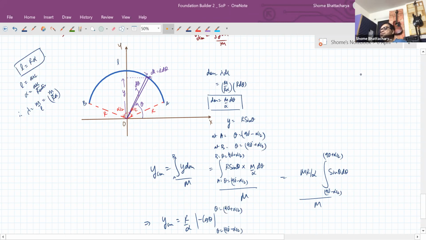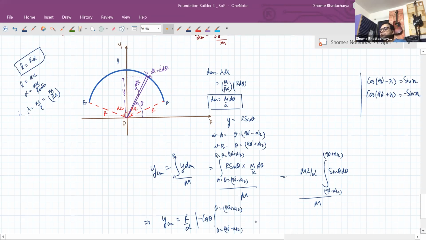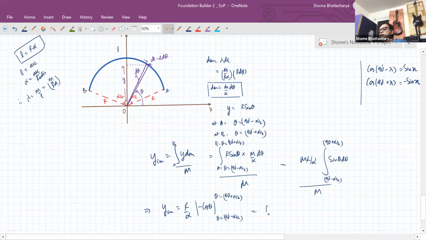Again a bit of trigonometry will come in. cos of 90 minus x is sin x, whereas cos of 90 plus x is minus sin x. So you'll have to make use of this. So this will become r upon alpha into minus cos of 90 plus alpha by 2. Minus of minus, so that will become plus cos of 90 minus alpha by 2.